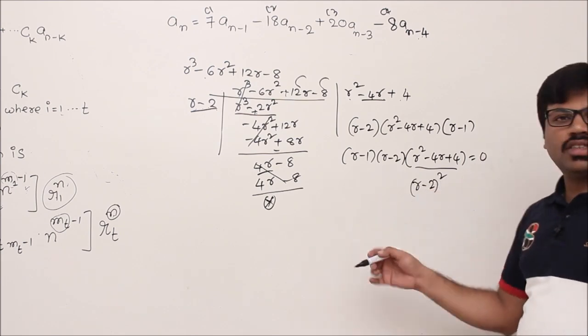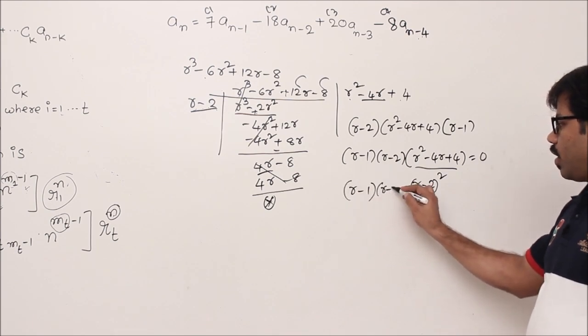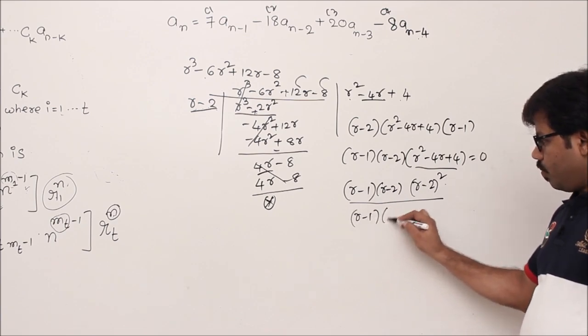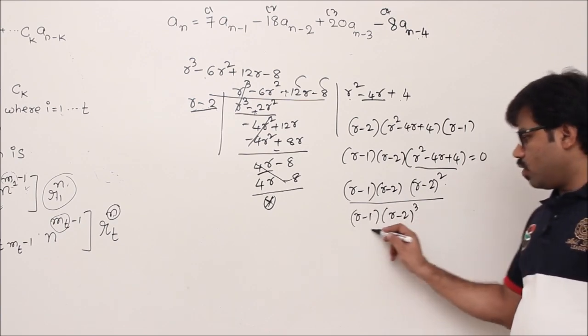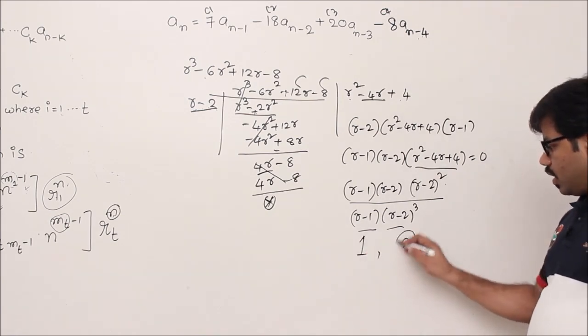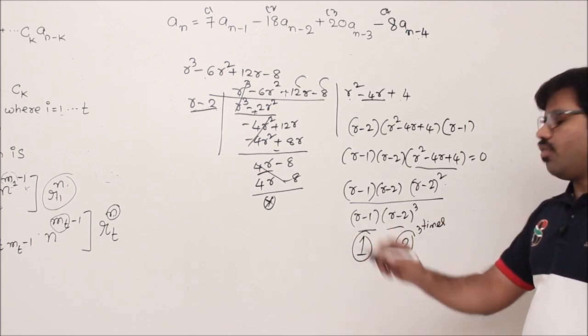A minus b whole square is a square minus 2ab plus b square. So r minus 1 into r minus 2 into r minus 2 whole square, which is nothing but r minus 1 into r minus 2 whole cube. So here there are two roots, one is 1, second one 2, but 2 is repeated 3 times, isn't it? 1 is repeated only one time.